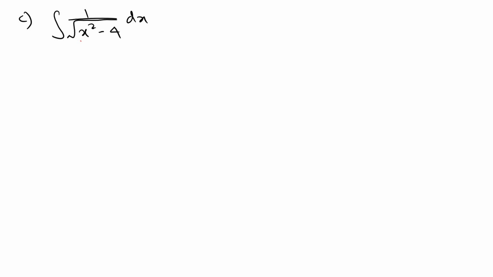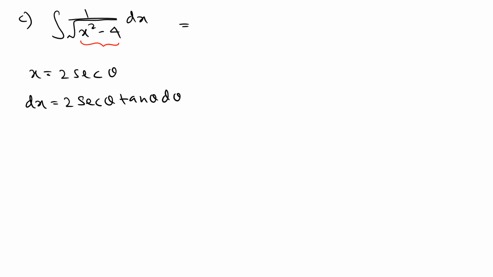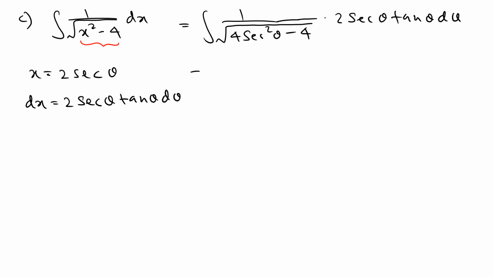The format tells you that there's a minus sign and the x squared is the first one. So that tells us this is a secant. In this case, a is 2, so x is 2 secant theta. Take the derivative. Once you take the derivative, dx is 2 secant theta tan theta d theta. So let's plug that in. So 1 over the square root of 4 secant squared theta minus 4, times dx, which is 2 secant theta tan theta d theta.